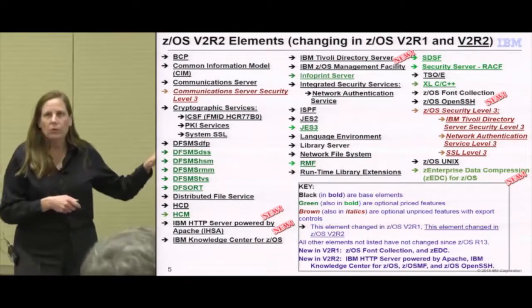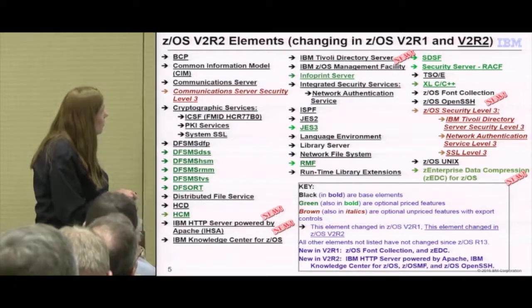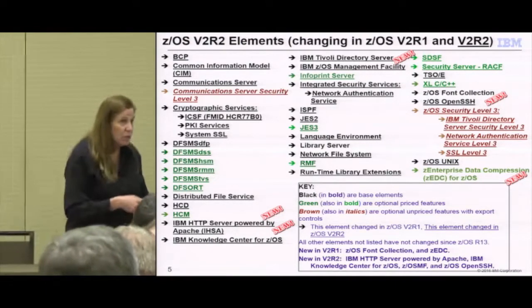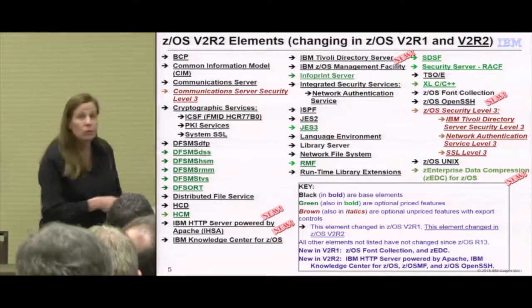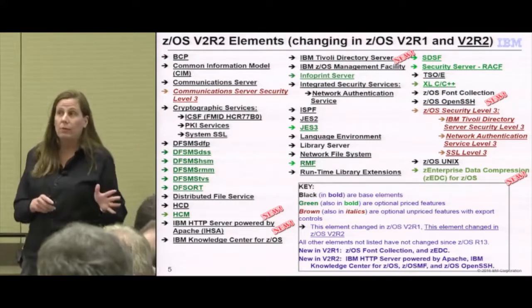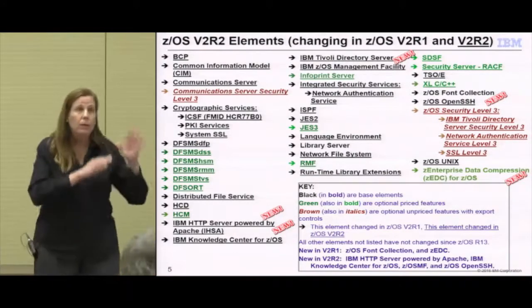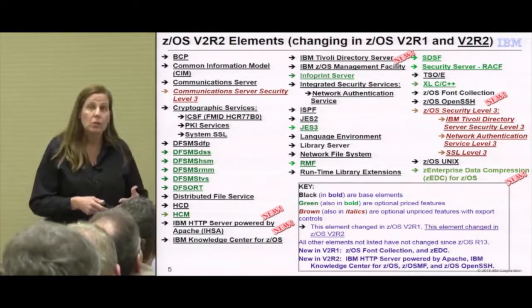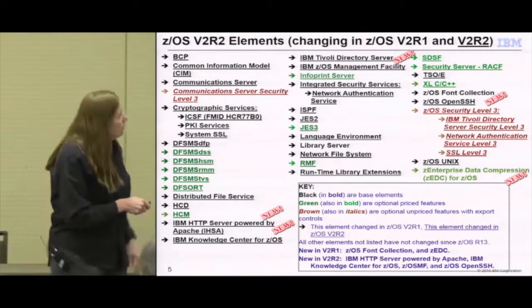So, not to go through this whole list in its entirety, I did want to point out a couple of things. The cryptographic services level that we have in the base of z/OS 2.2 is HCR77B0. I'm going to talk about the FMIDs for crypto because it's the only way I can keep track of them. They have so many of them. The FMID is the way that I can understand them best. So it's HCR77B0 that is in z/OS 2.2.